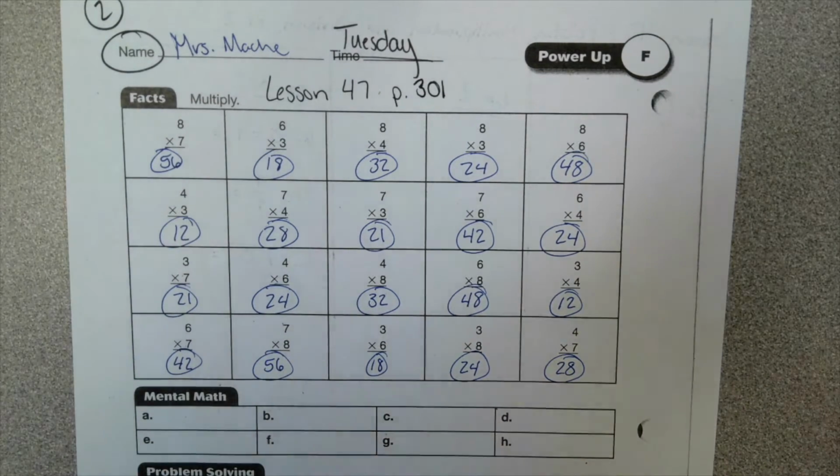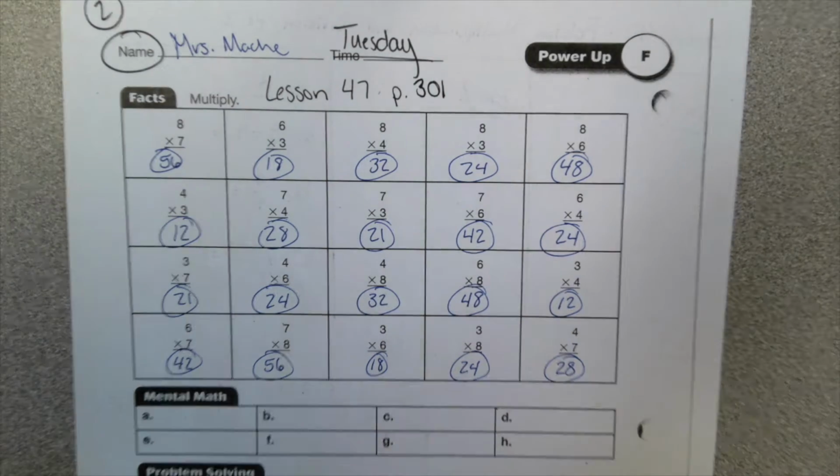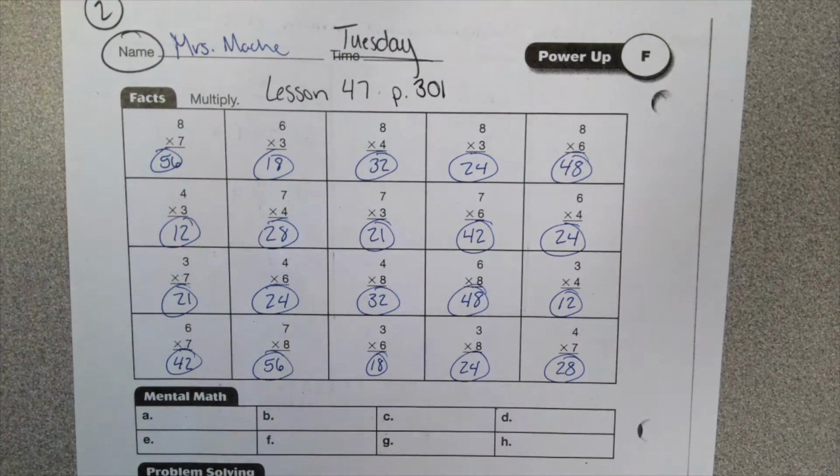We're going to count by halves today from 1/2 to 10. 1/2, 1, 1 and 1/2, 2, 2 and 1/2, 3, 3 and 1/2, 4, 4 and 1/2, 5, 5 and 1/2, 6, 6 and 1/2, 7, 7 and 1/2, 8, 8 and 1/2, 9, 9 and 1/2, 10.